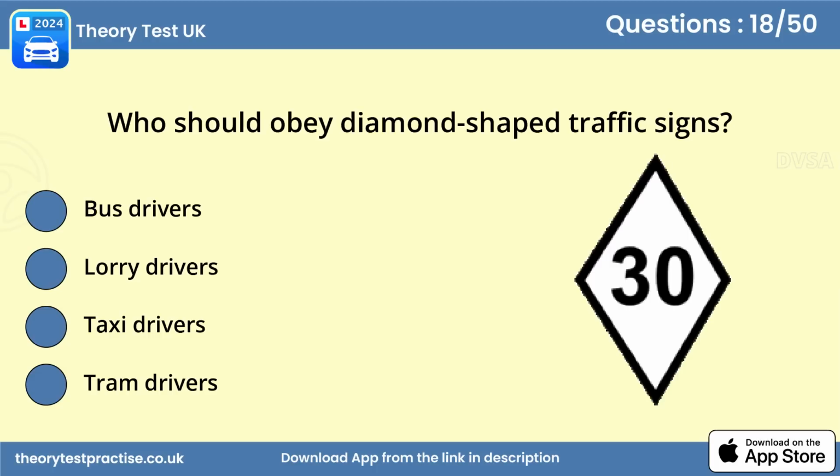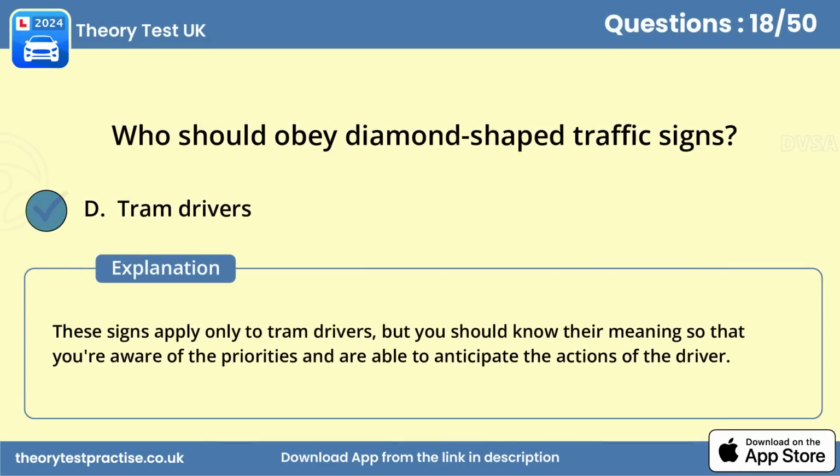Question 18. Who should obey diamond-shaped traffic signs? D. Tram drivers. These signs apply only to tram drivers, but you should know their meaning so that you're aware of the priorities and are able to anticipate the actions of the driver.